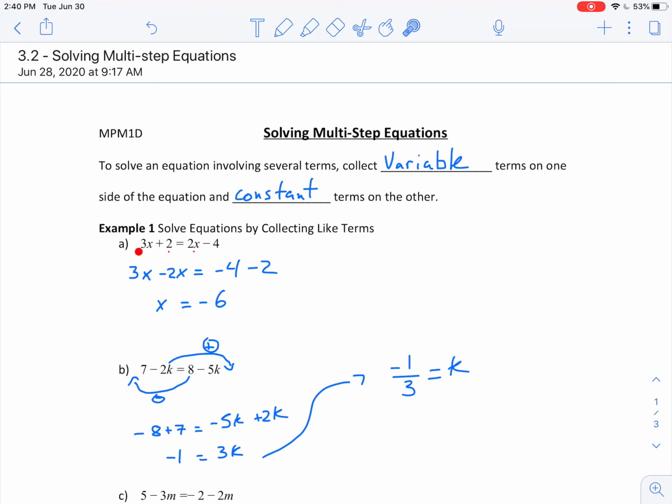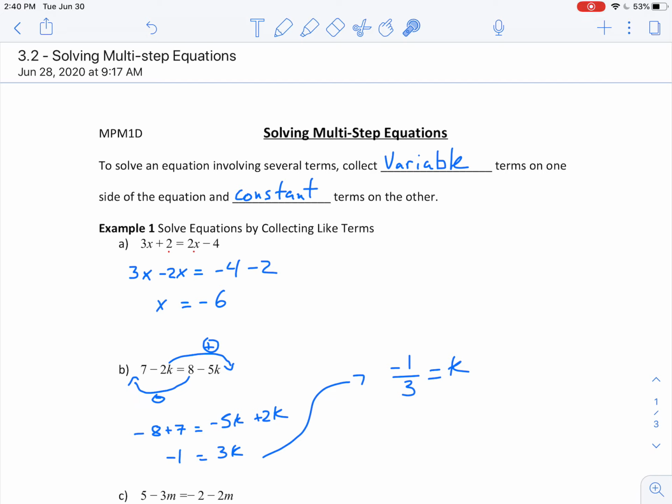On the left side here, I have 3x plus 2 is equal to 2x minus 4. So what I need to do is start isolating my variable. The only variable I have in here is x. So I need to bring this 2x over. If I do, it becomes negative, and I need to bring this constant 2 over, and it becomes negative 2, and I've done that here in this step.